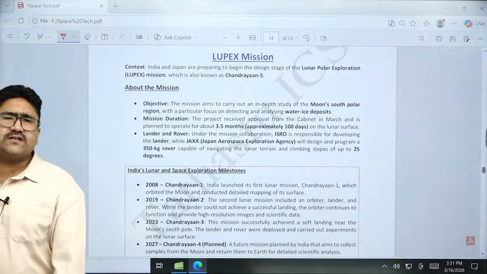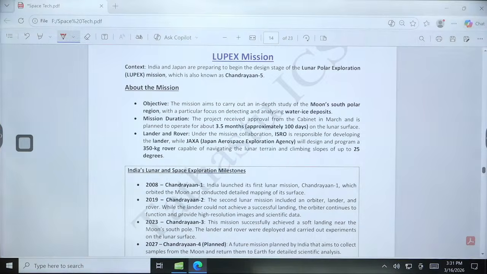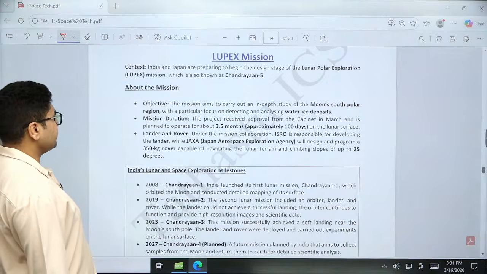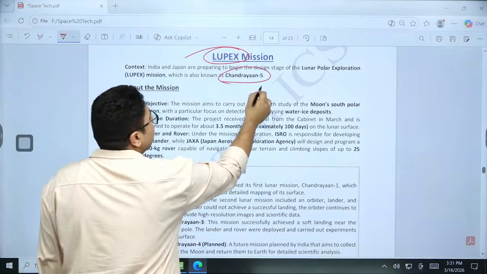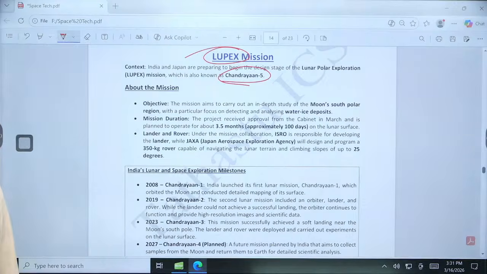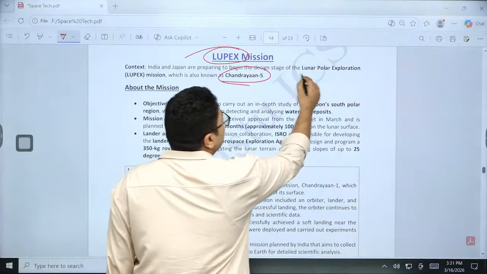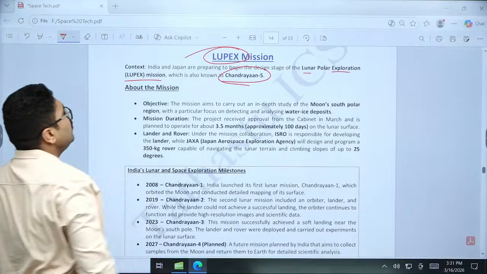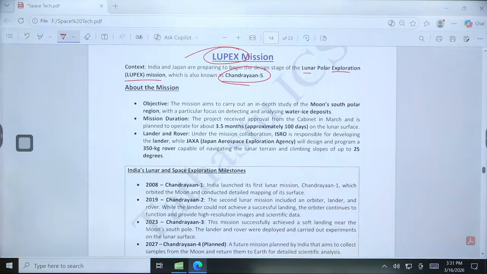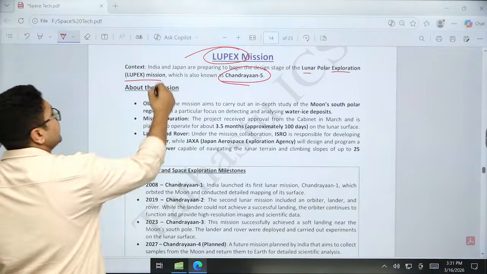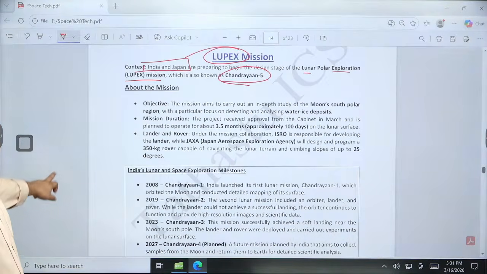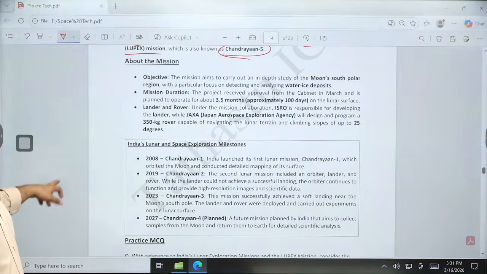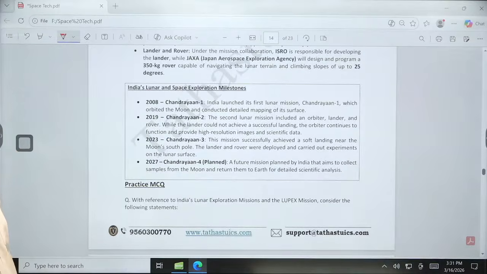Moving ahead to the next article, that is the LUPEX mission. LUPEX is going to be India's next lunar mission, Chandrayaan 5, that is the lunar polar exploration mission. It is going to be a joint effort by India and Japan. Before setting the objective, we understand Chandrayaan 1, 2 and 3.